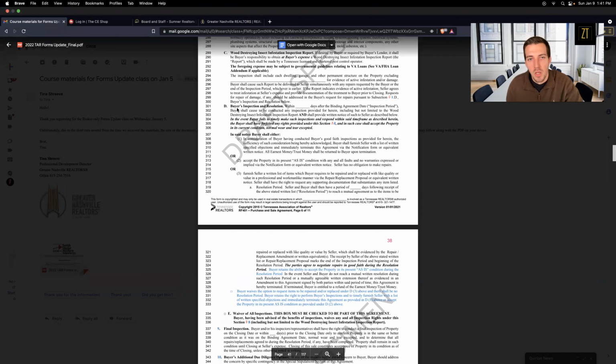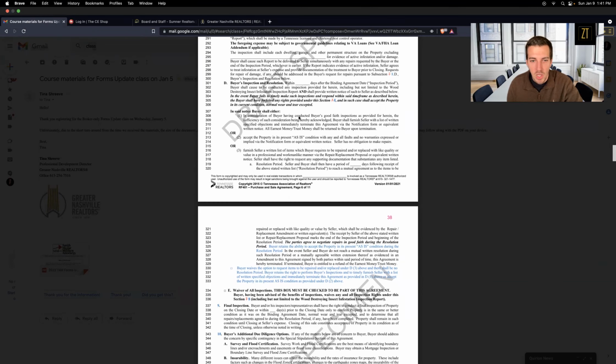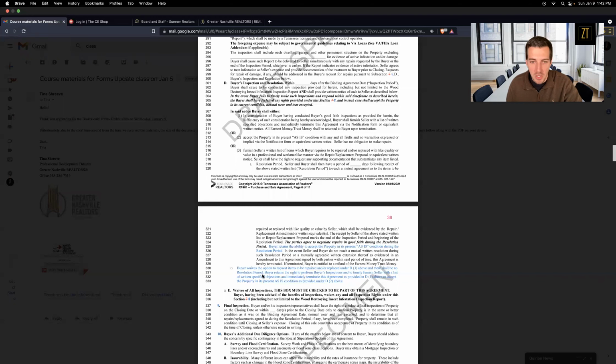So right now, buyer's inspection and resolution, within blank days after the binding agreement date, buyer shall cause to be conducted any inspection provided for herein. So we know this one. Well, what you can do is you can have this inspection period, and then you can also check this box down here. So buyer waives the option to request items to be repaired and/or replaced under D3 above, and there shall be no resolution period.